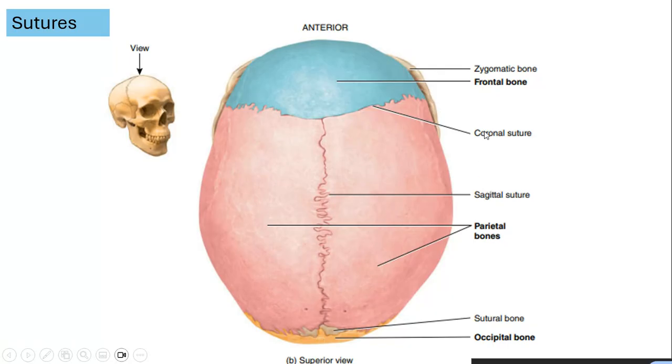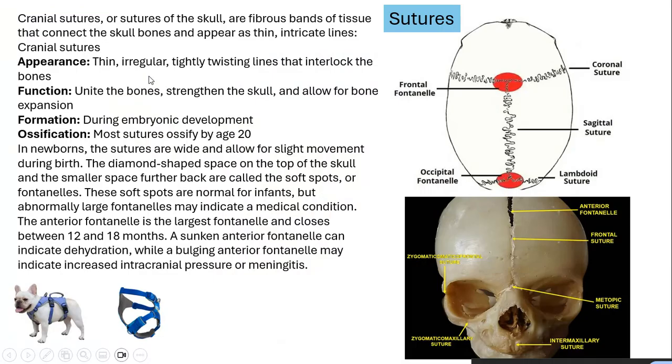So as you can see, we have different kinds of suture. One's a coronal suture, one's a sagittal suture, and this is sutural bone. But this is the anterior view, as you can see from right above, right? All right, so we'll see more sutures, right? Coronal suture. This is a rhomboid suture. That's occipital fontanelle. This is frontal fontanelle, right? Coronal suture, sagittal suture, rhomboid suture.